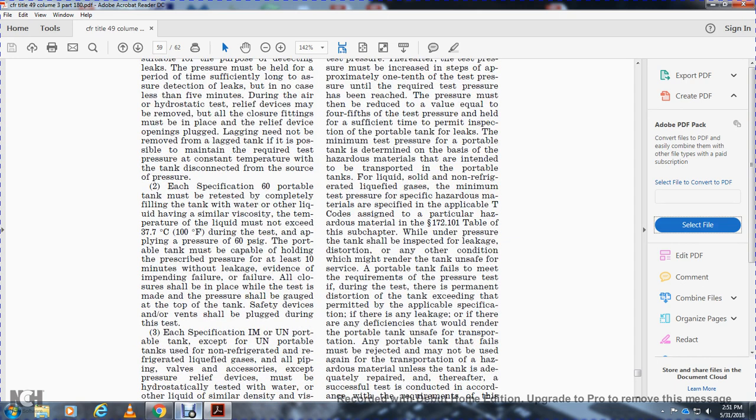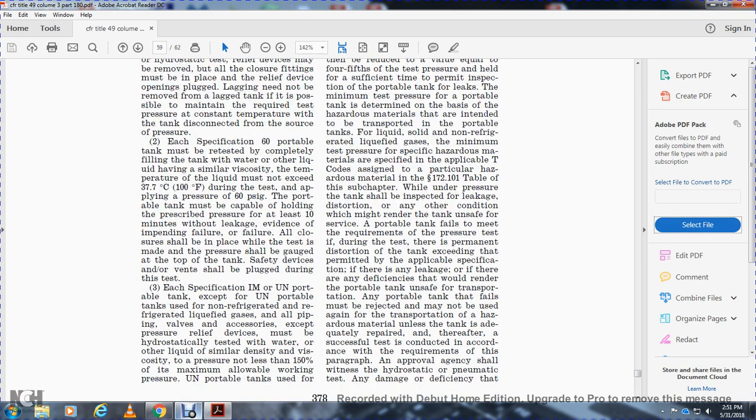A portable tank fails to meet the requirements of the pressure test if there is distortion of the tank exceeding that permitted for the applicable specification, any leak, or any other deficiency that would render the portable tank unsafe for transportation. A portable tank that fails and is rejected must not be used again for the transportation of hazardous material unless the tank is adequately repaired.